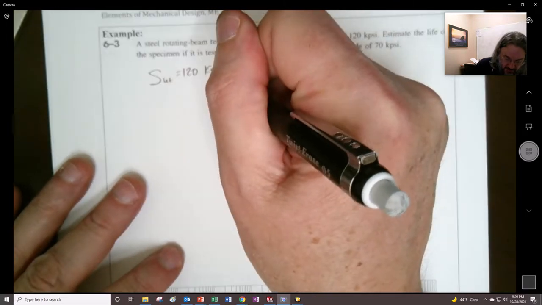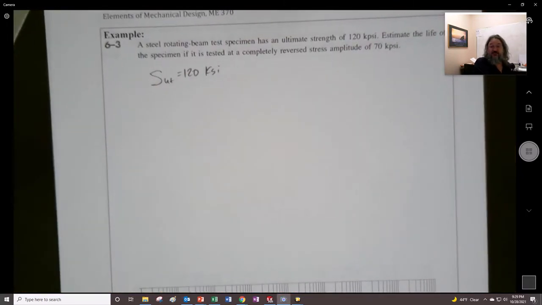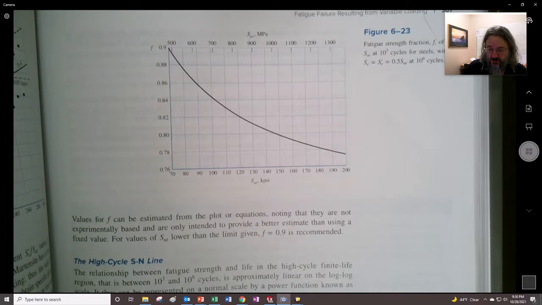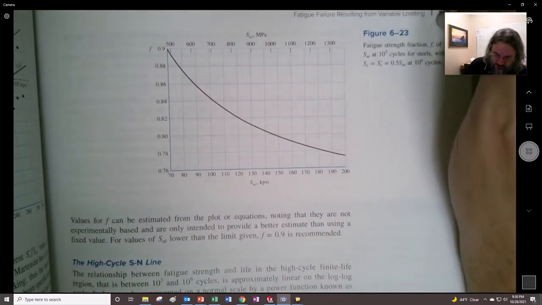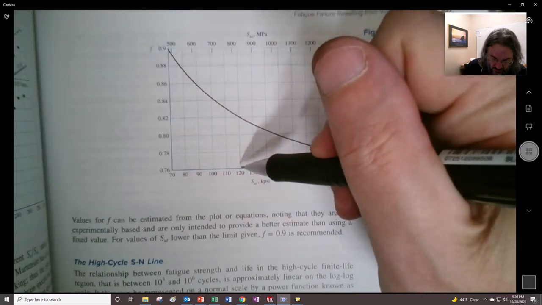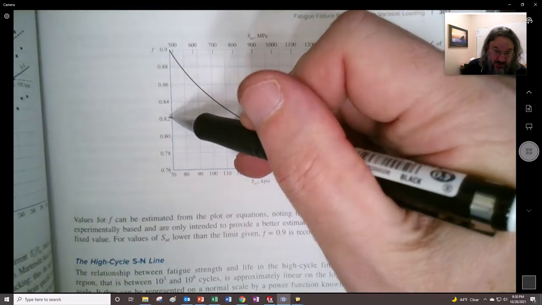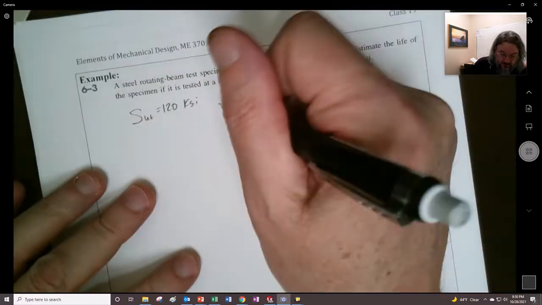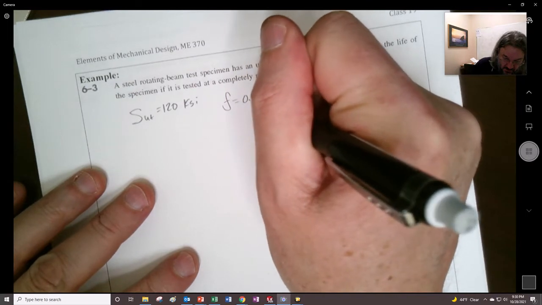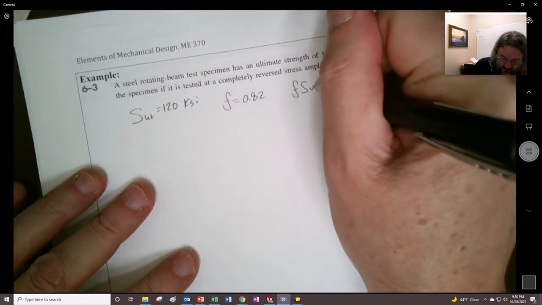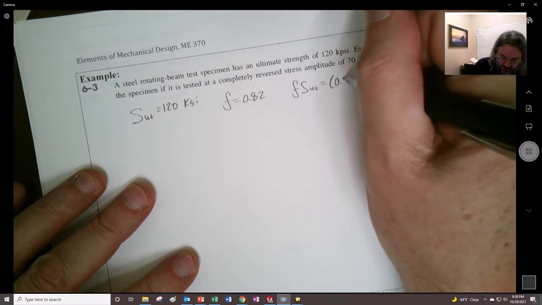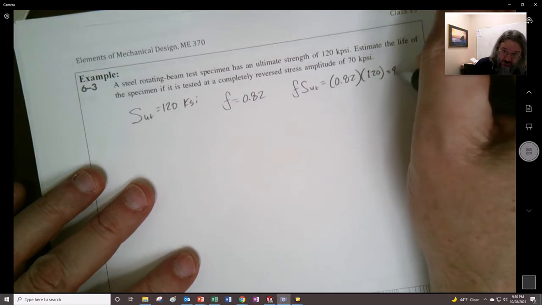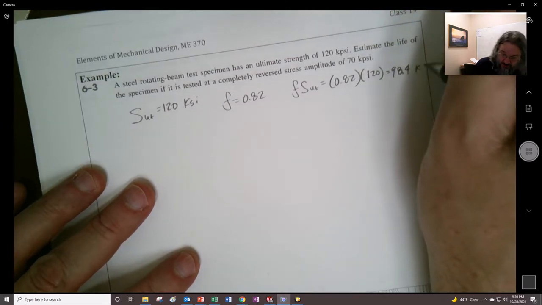So one of the first things I'm going to do is find out what my f is going to be. f is from figure 6-23, at least in this textbook. Mark it, look up. So we got 120. That's easy, 0.82. I like it. And I need to know what f times Sut is. So that's 0.82 times our 120, and that equals 98.4 ksi.